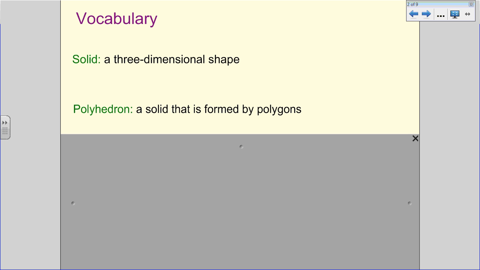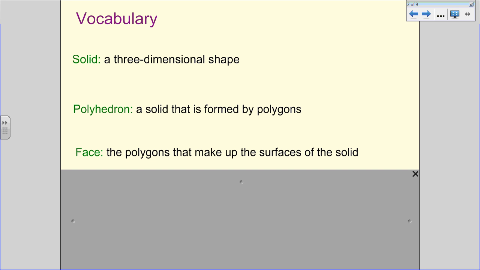We've just studied polygons, so these are going to be solids that are formed by triangles, rectangles, squares, trapezoids, hexagons, octagons. A basketball would not be considered a polyhedron because it is round. But you are going to see some three-dimensional figures that will surprise you because they actually are polyhedrons. But my coffee cup, because it's curved, is not considered a polyhedron.